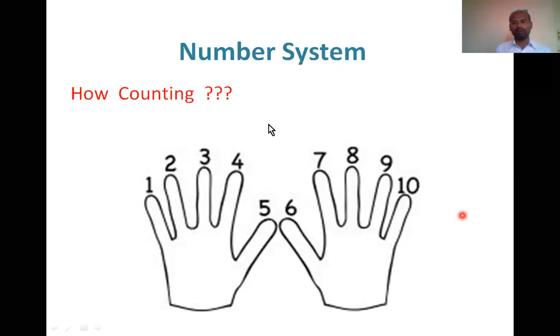Now, why do we need number systems? As we already explained, digital circuits make use of the binary number system, ones and zeros, whereas we use another system, the decimal system. If you want to count something, let's say there is a basket of apples and we want to count them, how do we carry out the counting?